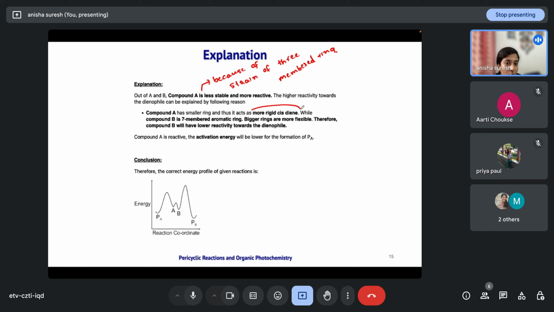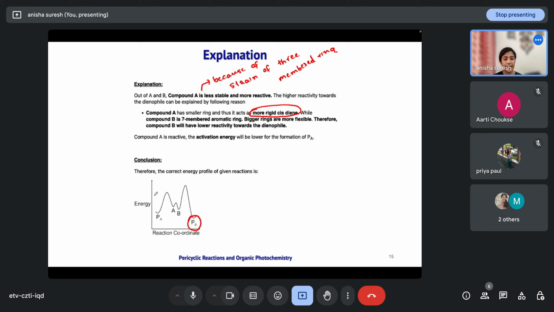Here there is the presence of a more rigid cis-diene in the case of A. In the other case, it is a seven-membered ring, so the accessibility of that cis-diene will be lesser compared to that of compound A. So compound A is reactive, so the activation energy will be lower for the formation of PA. And out of PA and PB, PB will be the more stable product. That is why the energy of PB is coming below that of PA. Here also the presence of a three-membered ring will be there, making it less stable. Fine.